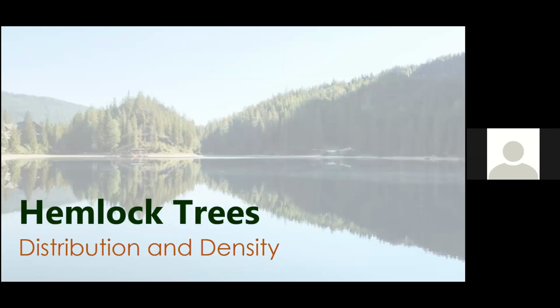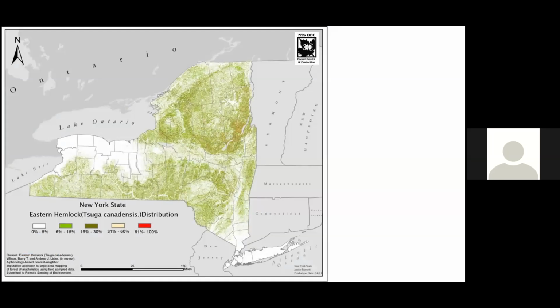Next I'm going to talk a little bit about the distribution and density of hemlock trees in our forests. If you take a look at this map here, you'll see that hemlocks are widely abundant throughout New York. Even those areas that seem to have spotty or no hemlocks actually have quite a few. It's a very common tree in our forest. But the densest region of hemlocks, the first is the Adirondacks. You guys have the densest hemlock stands in New York, so it's a really important area for this tree.